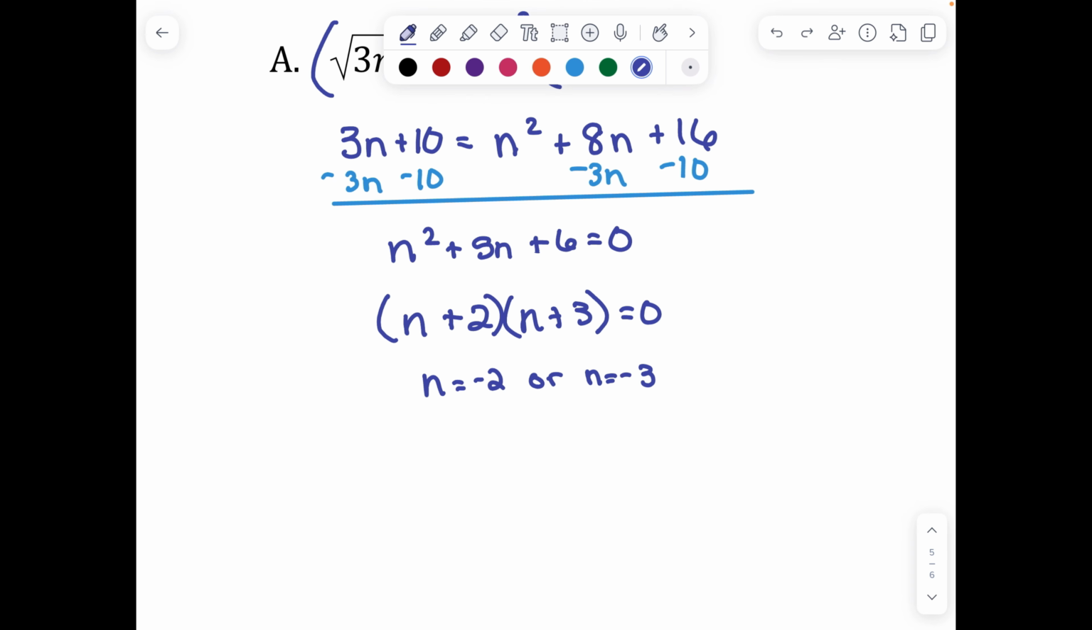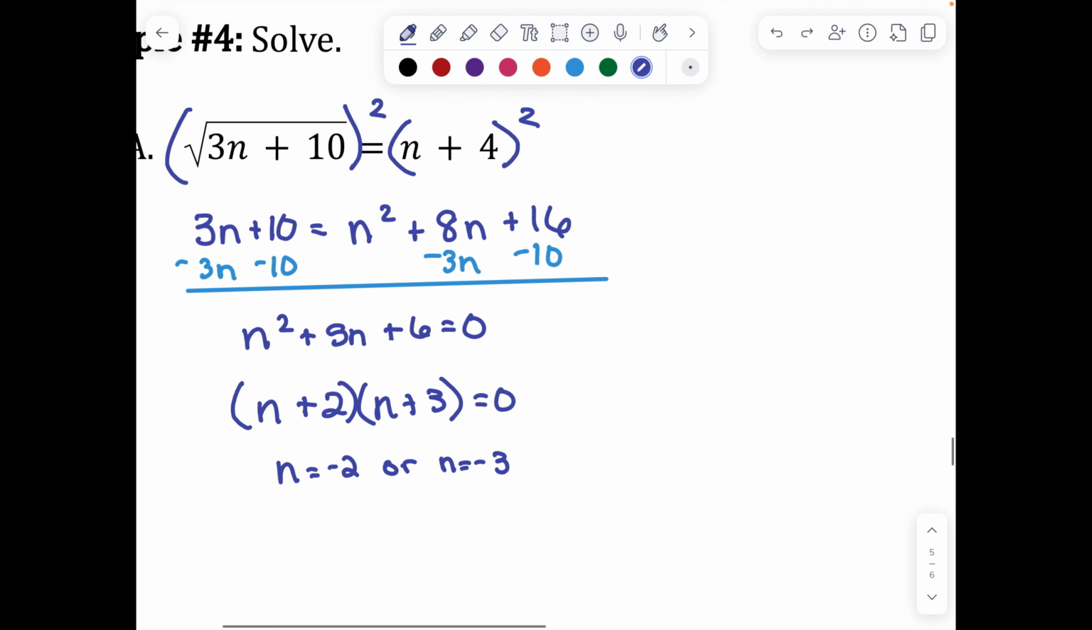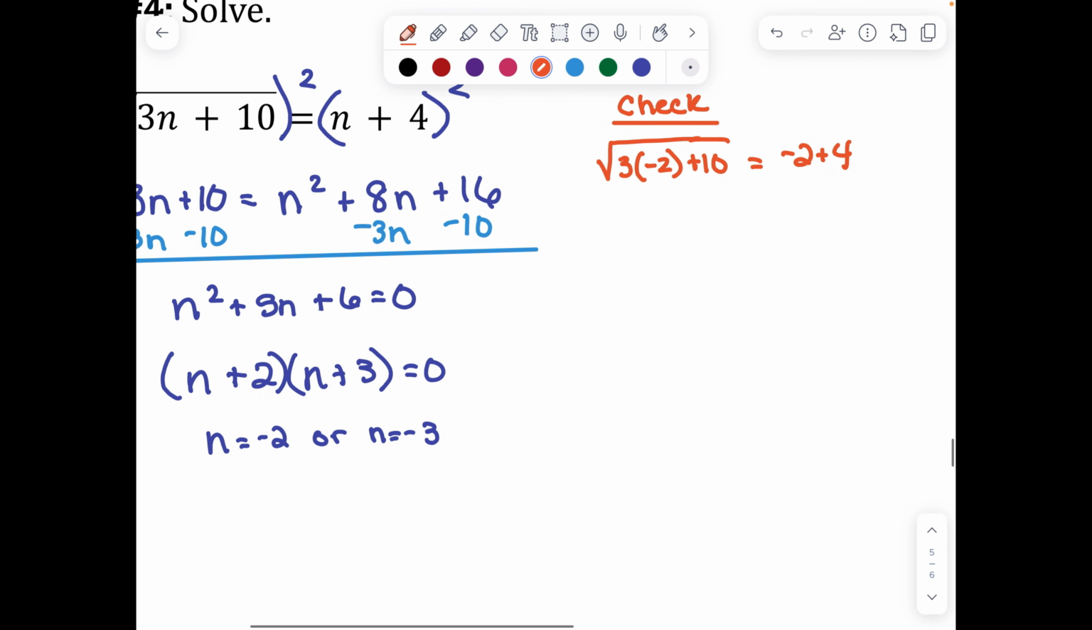So before we say that's our answer, let's go ahead and check those in our original. So remember to plug it into our absolute original, not with the squareds or anything like that. So I have the square root of 3 times negative 2 plus 10 should equal negative 2 plus 4. So negative 6 plus 10 would give me the square root of 4. Negative 2 plus 4 is 2. Is the square root of 4 equal to 2? Yes. So we know we got the correct answer there.